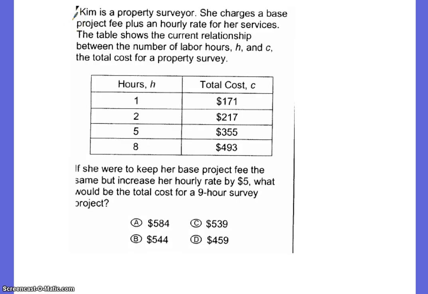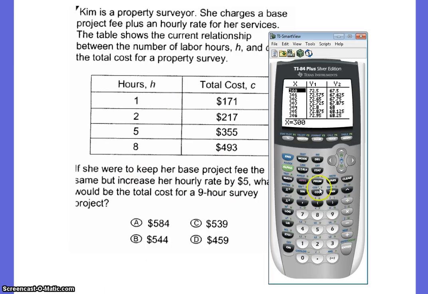Looking at number 2, you don't have to worry about reading what's above it. You have a table. If she were to keep her base project fee the same but increase her hourly rate by $5, what would be the total cost for a 9-hour survey? A couple of things you could do. Probably the best thing to do here is go into stat and put your points in. So we have 1, 2, 5, and 8. We have 171, 217, 355, 493.